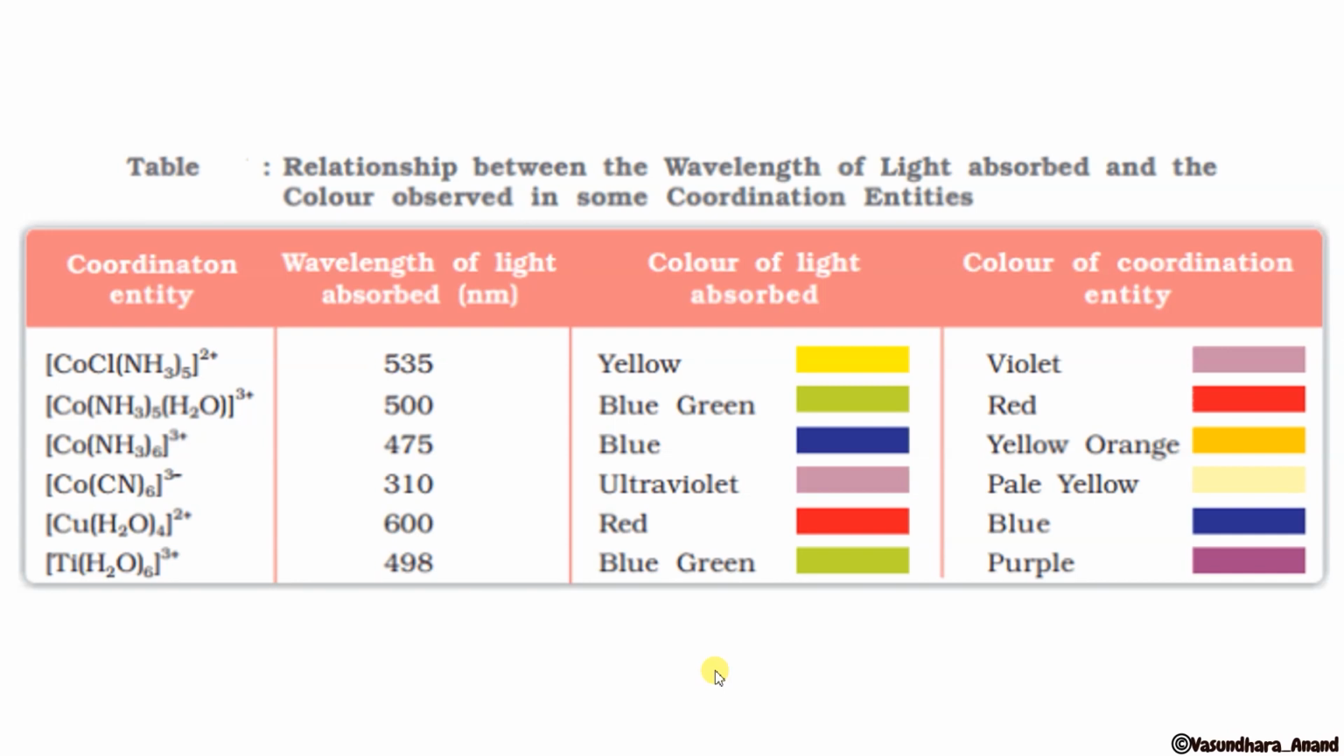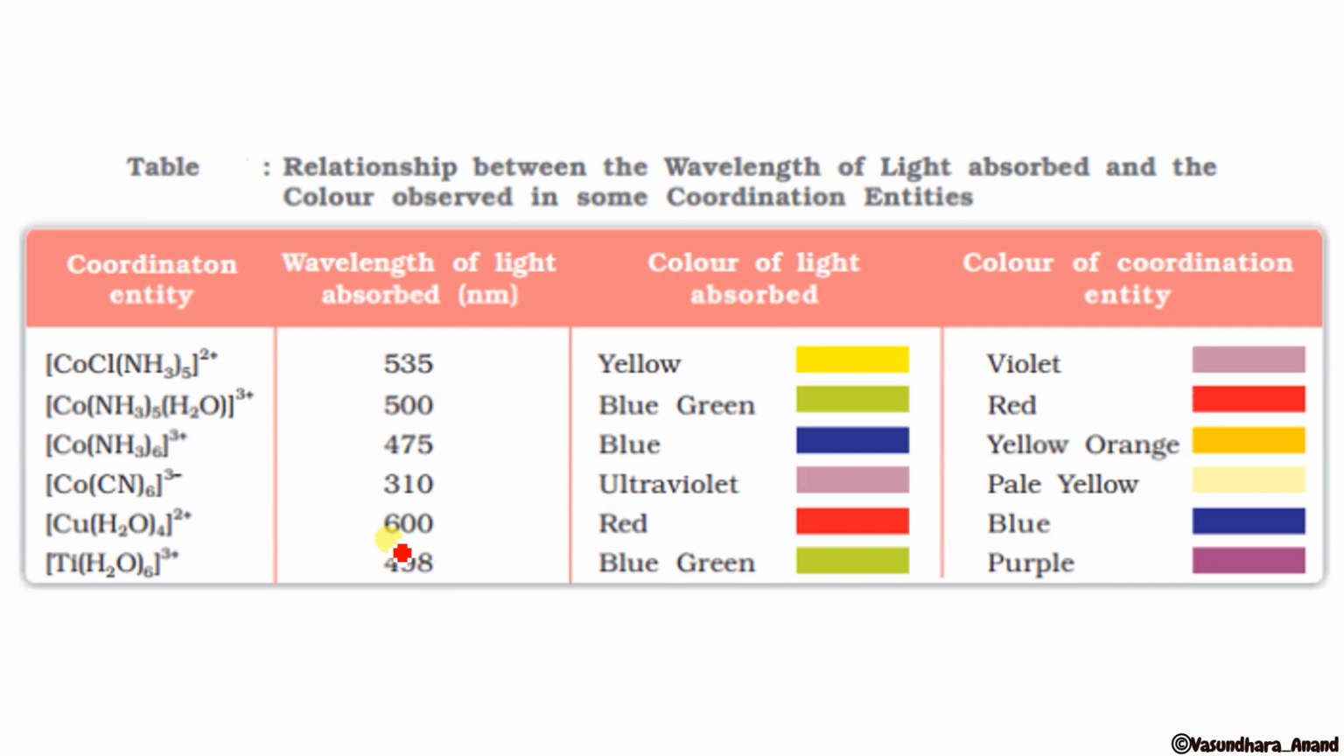So it is the complementary color. ये देखो यहाँ पे, that is the color of light absorbed and color of coordination entity. So yellow violet देगा, blue green red देगा, blue जो होगा yellow orange देगा, ultraviolet pale yellow देगा. Red will give you blue color, blue green will give you purple color. So अब यहाँ पे blue green red भी दे रहा है, blue green purple भी दे रहा है. It depends upon the wavelength, कि कौन से wavelength को ये absorb कर रहा है.